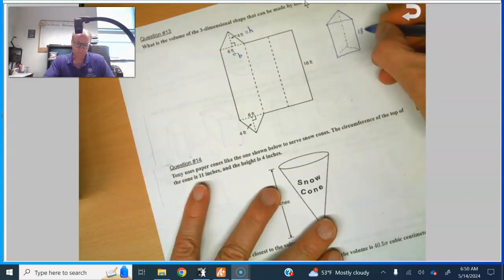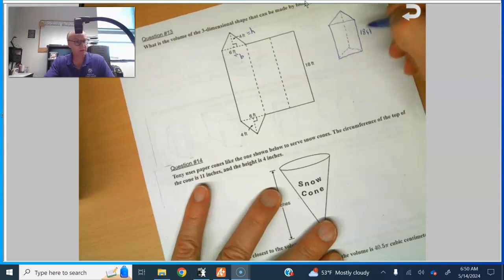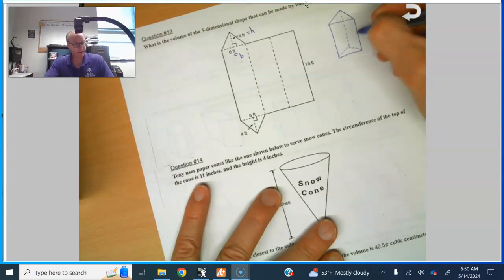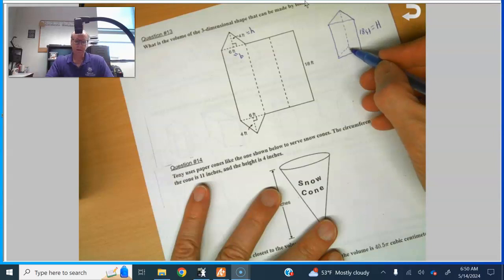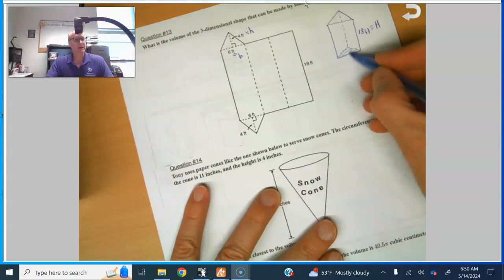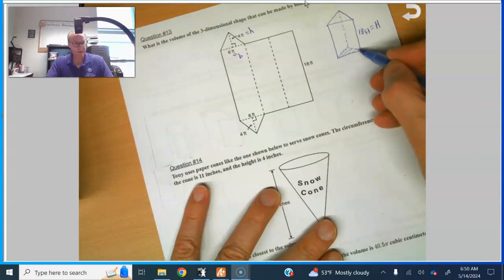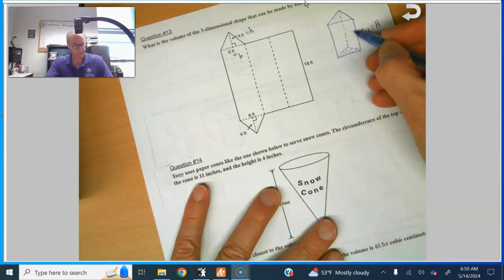This is 18 feet, which is the height of the prism, not the height of the triangle. Different things. That's why I like a capital H for 3-dimensional height. The area of the base of the prism is the area of the actual triangle. So the triangle itself is the base of the prism.